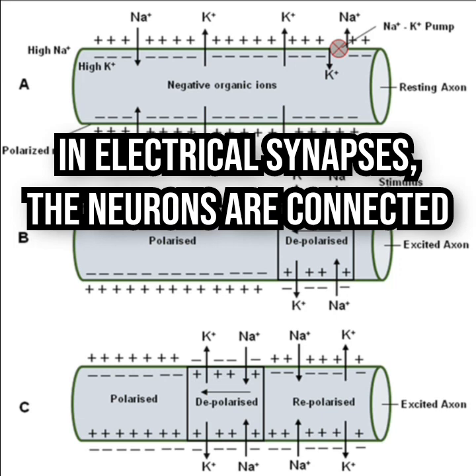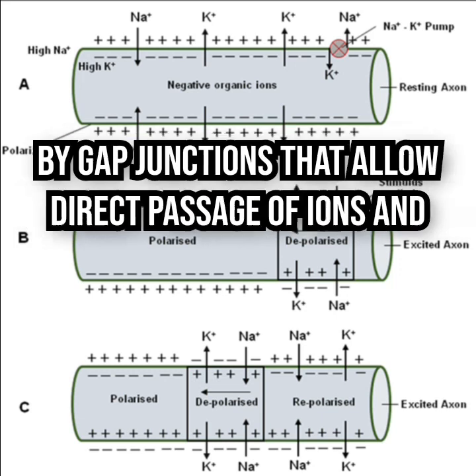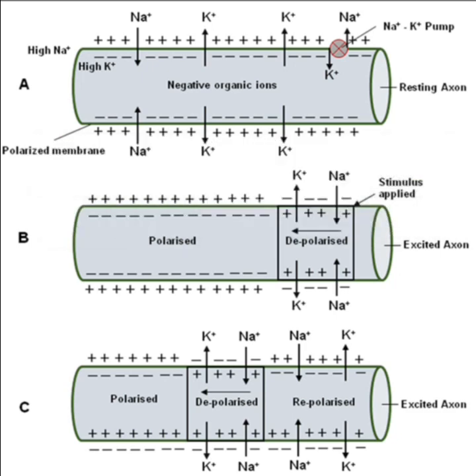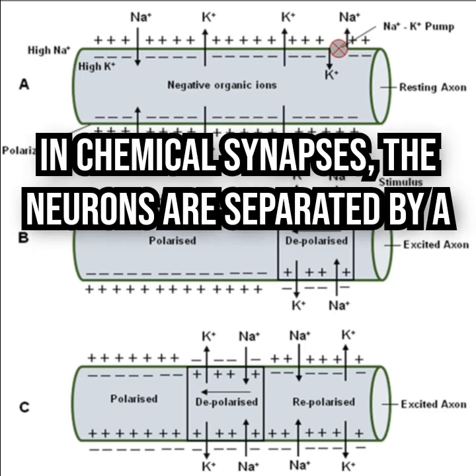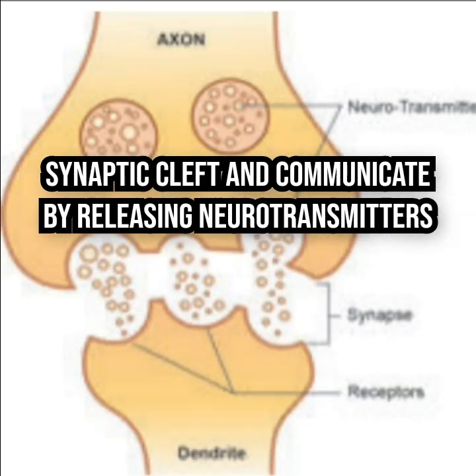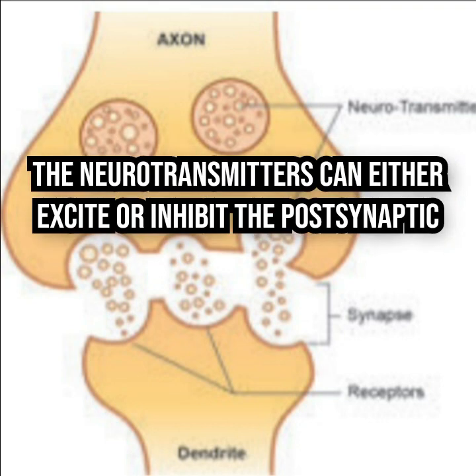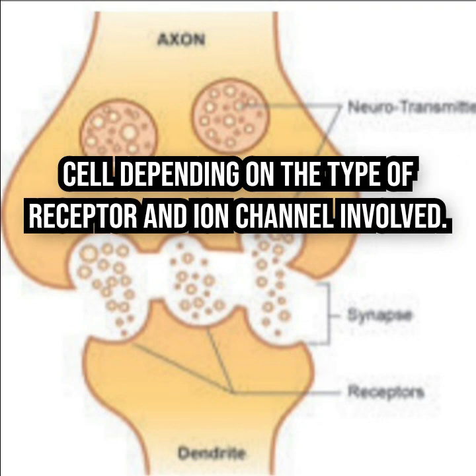In electrical synapses, the neurons are connected by gap junctions that allow direct passage of ions and electric currents from one cell to another. In chemical synapses, the neurons are separated by a synaptic cleft and communicate by releasing neurotransmitters that bind to receptors on the postsynaptic cell. The neurotransmitters can either excite or inhibit the postsynaptic cell depending on the type of receptor and ion channel involved.